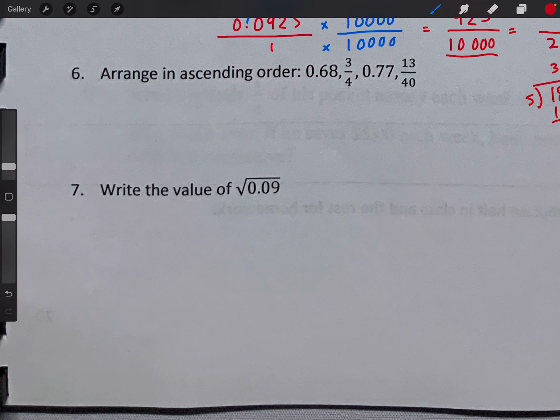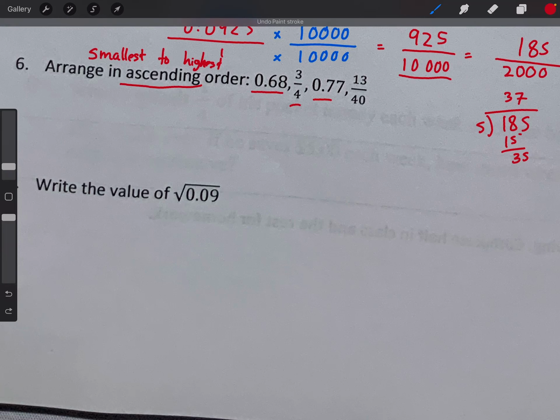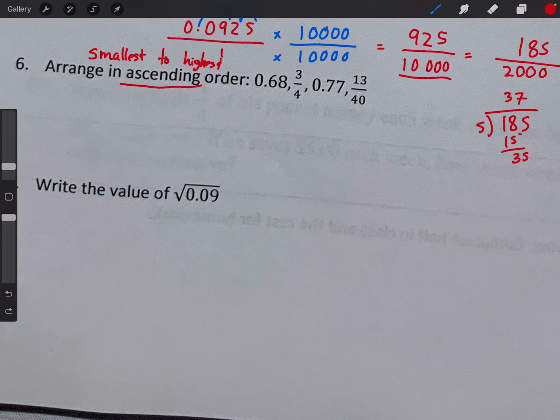Question 6. Arrange in ascending order. Ascending means smallest to highest. So these are all mixed up. You've got decimal, fraction, decimal, fraction. We can convert it all into fractions or all into decimals. I would suggest fractions will be easier. Let me think. Actually, I could do decimals. Alright, we'll try decimals. So let's turn this into a decimal.